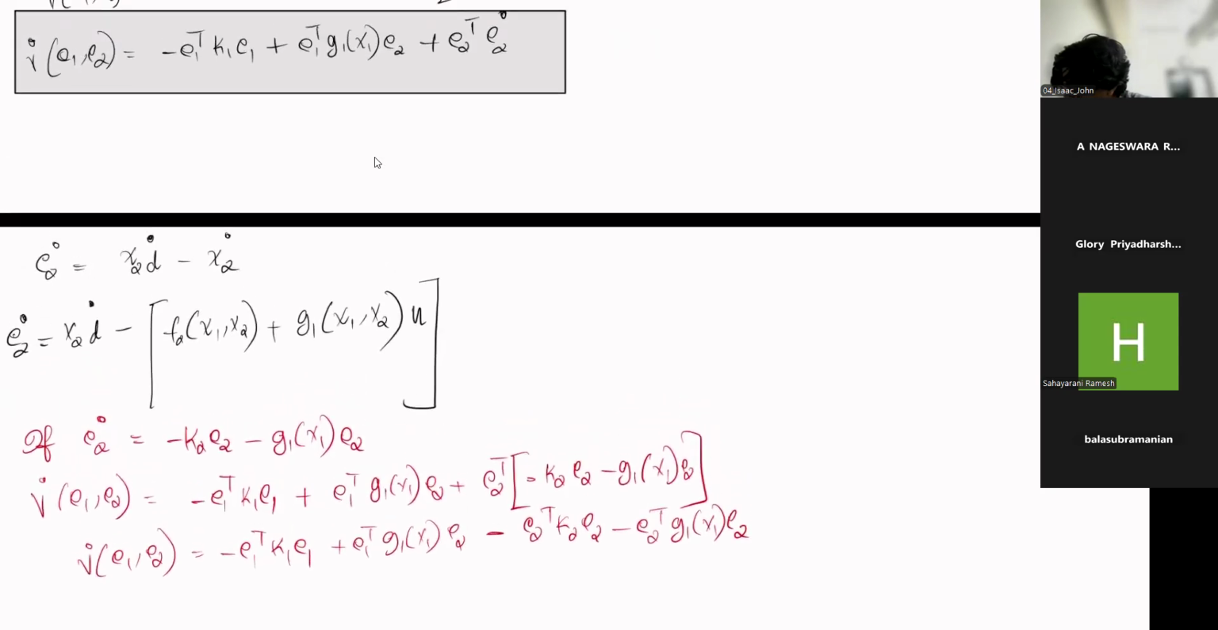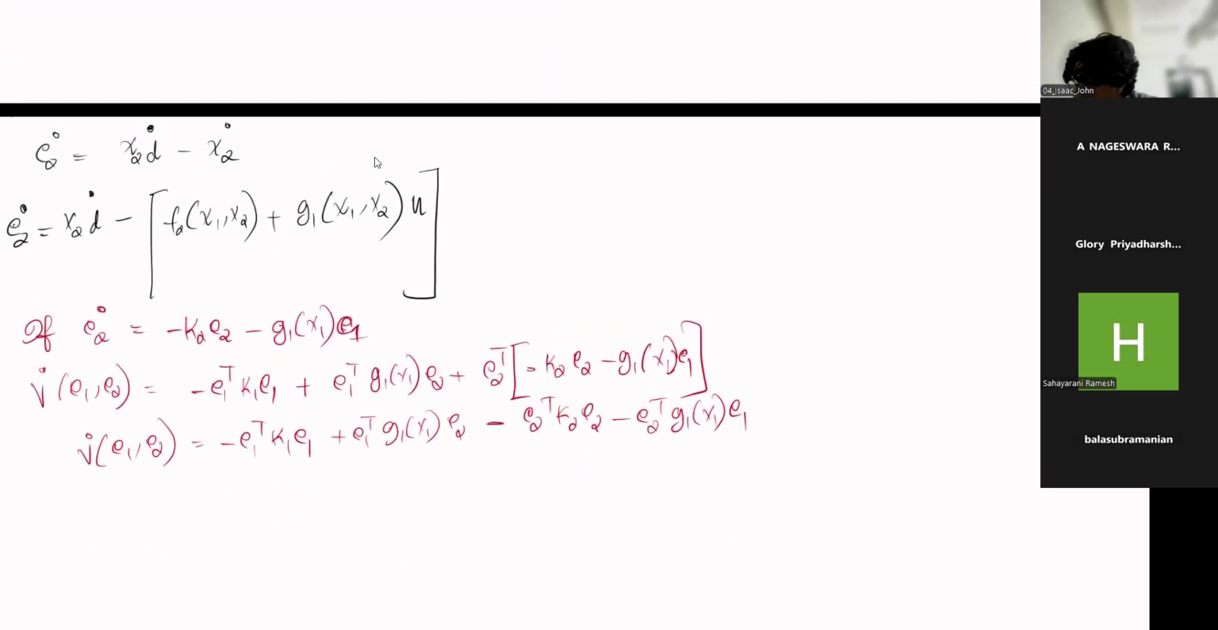G1, or this should be E1 actually. Suppose this is E1. E1, so this will also be E1. And this will be E1. So if you now take a look, this term over here and this term over here will get cancelled because both are the same term.